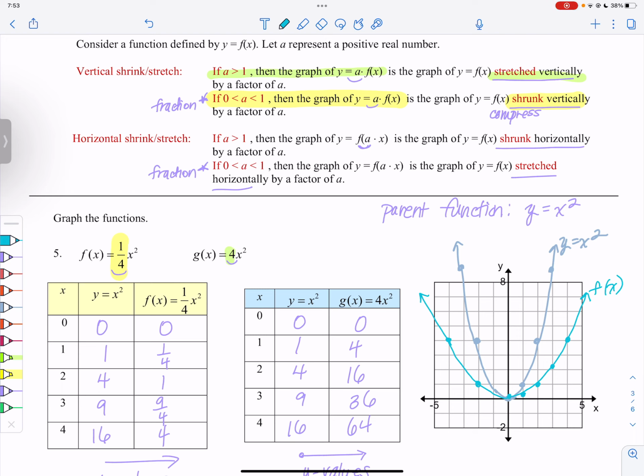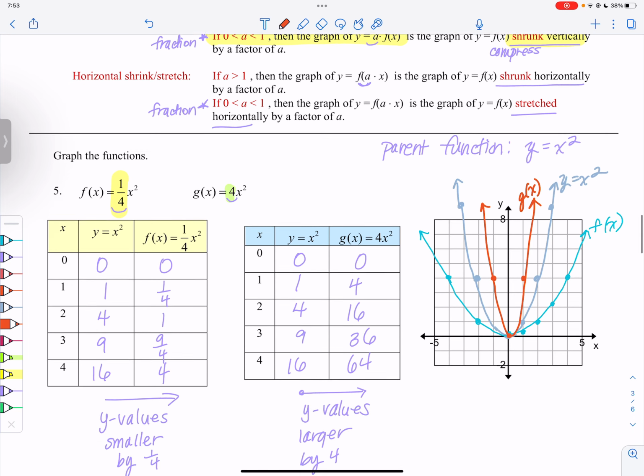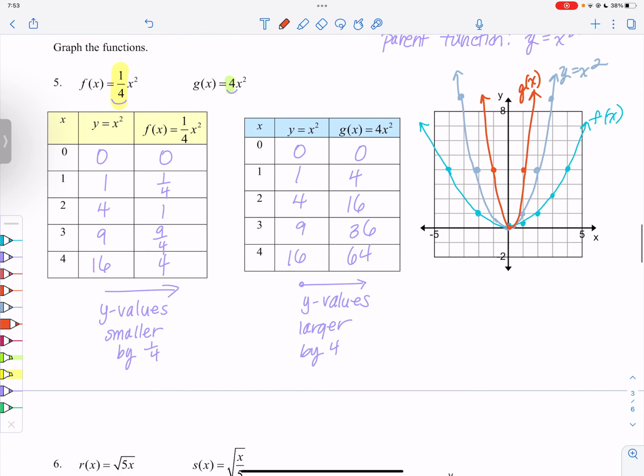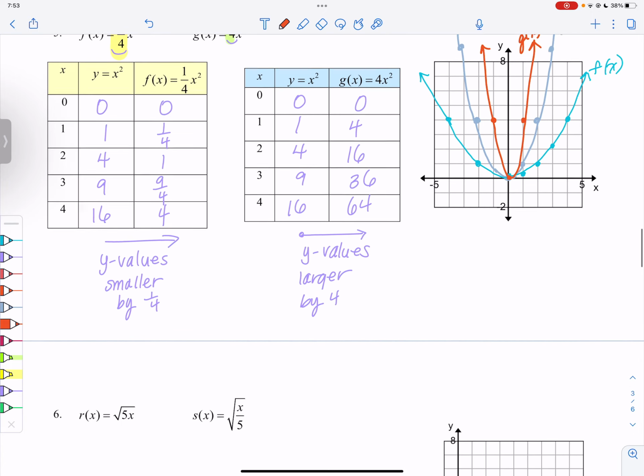And now I'll change colors here to make it a little easier. Let's go ahead and plot these next points. We have 0, 0, 1, 4, and then 4, 16. So we're going to be way, way up. So we will just plot these, and you can clearly see that this is a vertical stretch. So this is g of x. And you can actually put those in a calculator and see all 3 graphs at one time.